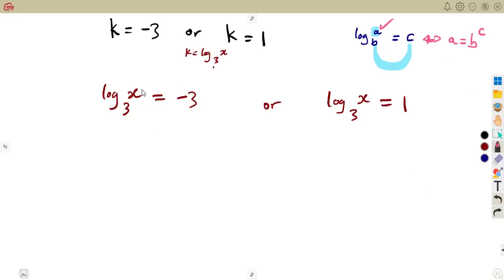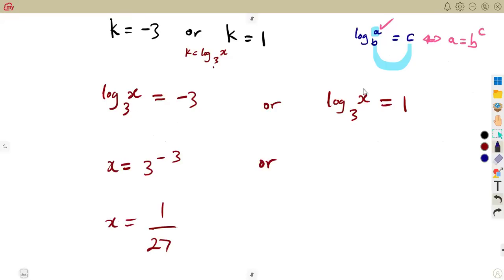So what does it mean? Our a, which is what? X. X is equal to b to the exponent of c, the base to the exponent of the answer, 3 to the exponent of minus 3. So that's it, guys. On your calculator, you're going to get 1 over 27.